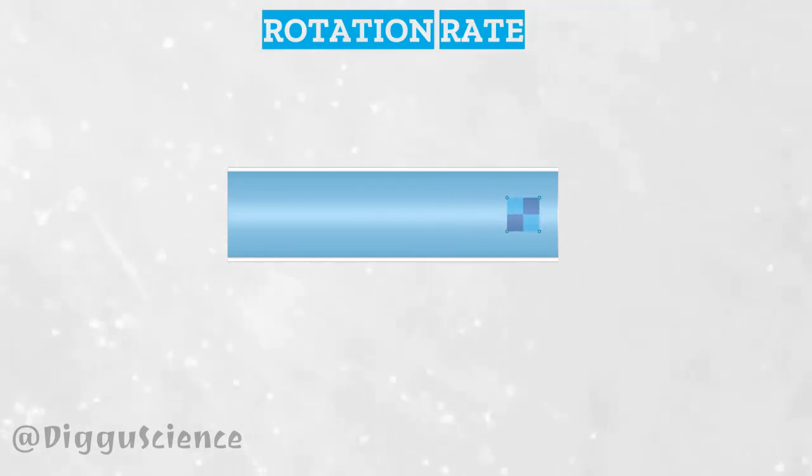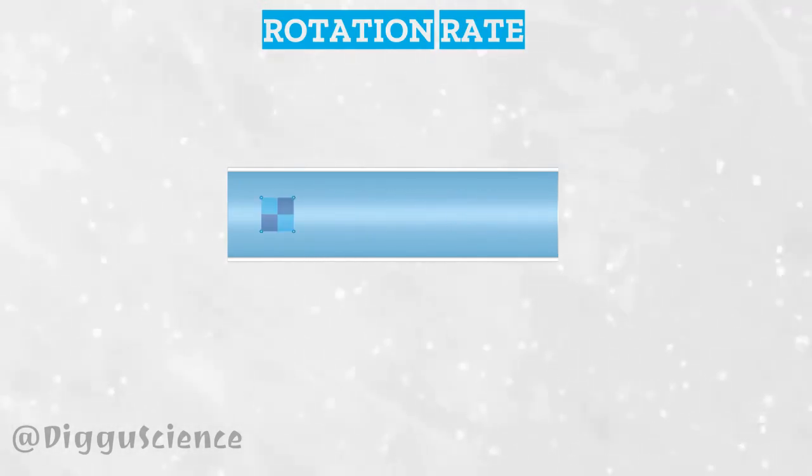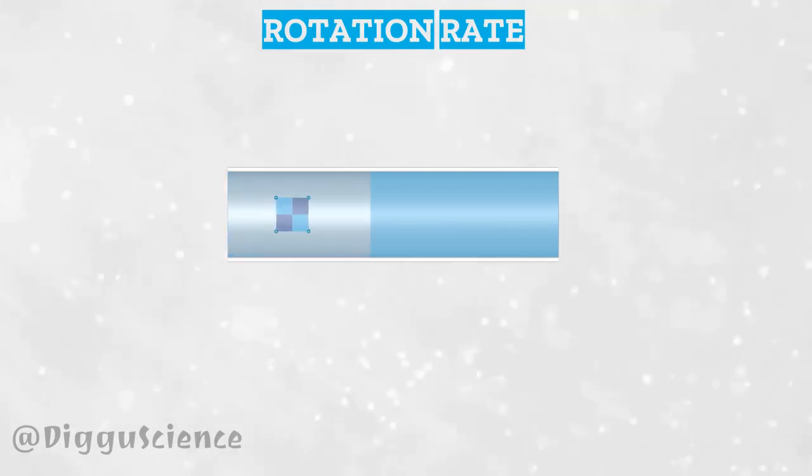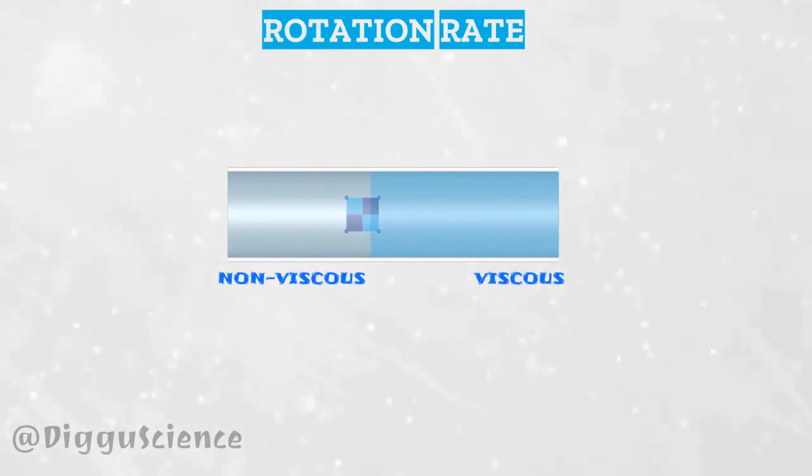Shear strain in fluids applies to viscous fluids. In other words, the rotation rate of a fluid parcel can be an indicator of the viscosity of the fluid. In a non-viscous fluid, the fluid parcel only moves translationally, while in a viscous fluid, the fluid parcel moves with rotational motion in addition to translational motion.